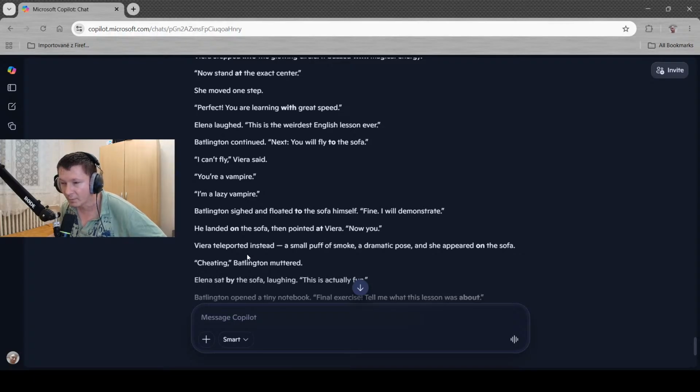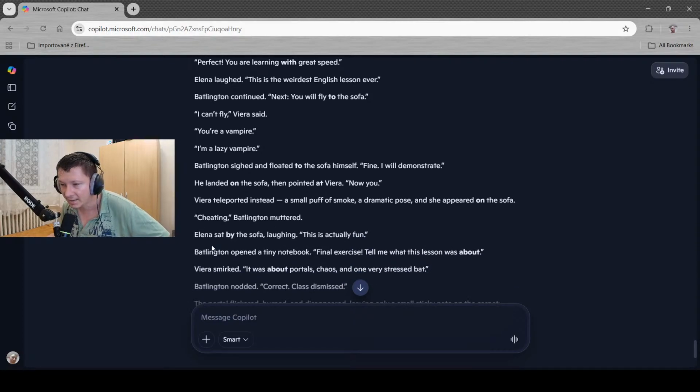Now you. Viera teleported instead. A small puff of smoke, a dramatic pause, and she appeared on the sofa. Cheating! But Licton muttered. Elena sat by the sofa laughing. This is actually fun! But Licton opened a tiny notebook. Final exercise. Tell me what this lesson was about. Viera smirked. It was about portals, chaos, and one very stressed bat.